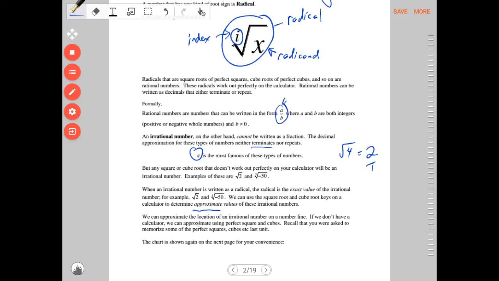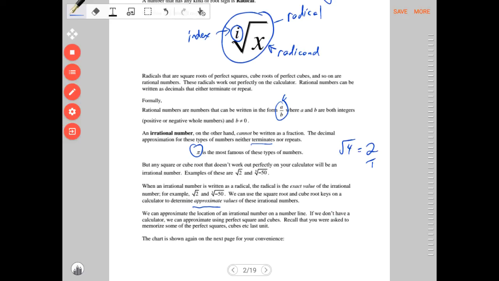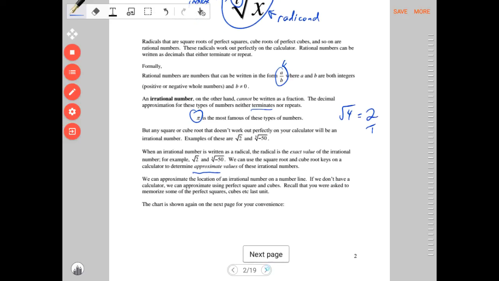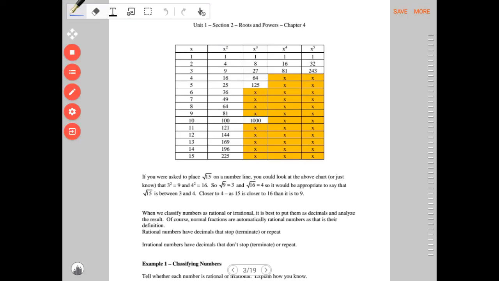Okay, we can approximate the location of an irrational number on a number line. If we don't have a calculator, we can approximate using perfect squares and cubes. Recall that you were asked to memorize some of the perfect squares and cubes last unit. Okay, so that chart is shown on the next page. So let's have a good look at it again.